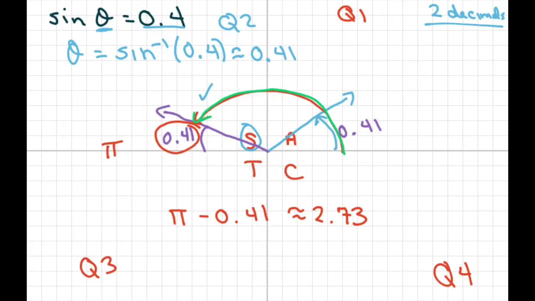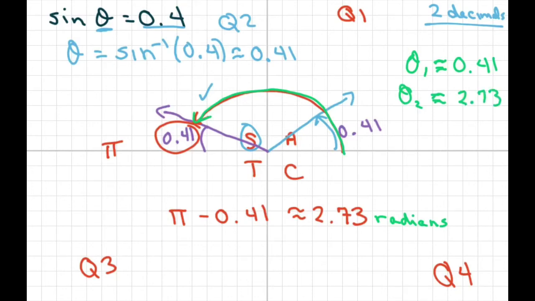Make sure your calculator's in radians. You can put radians if you want, but you don't have to. So our first angle would be 0.41, which is in quadrant 1, and our second angle should be approximately 2.73. Right? Or you can write it as a solution set like this.